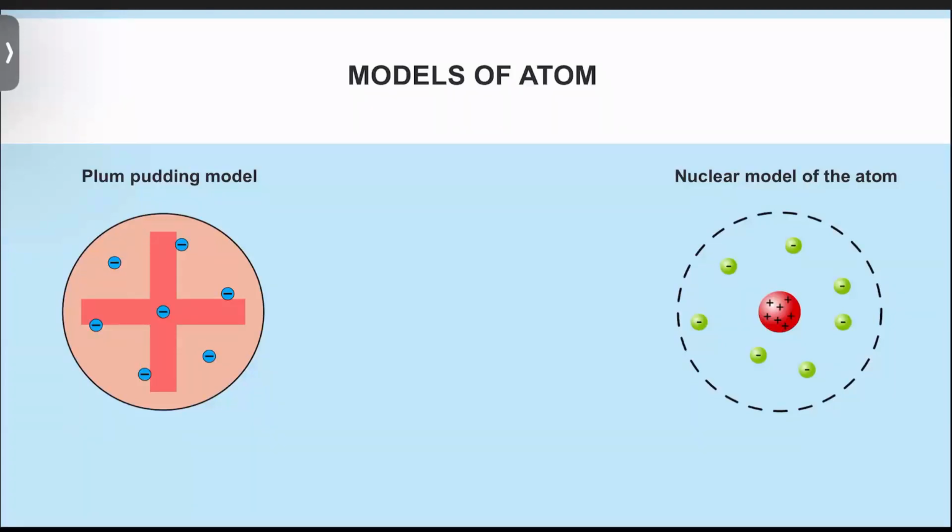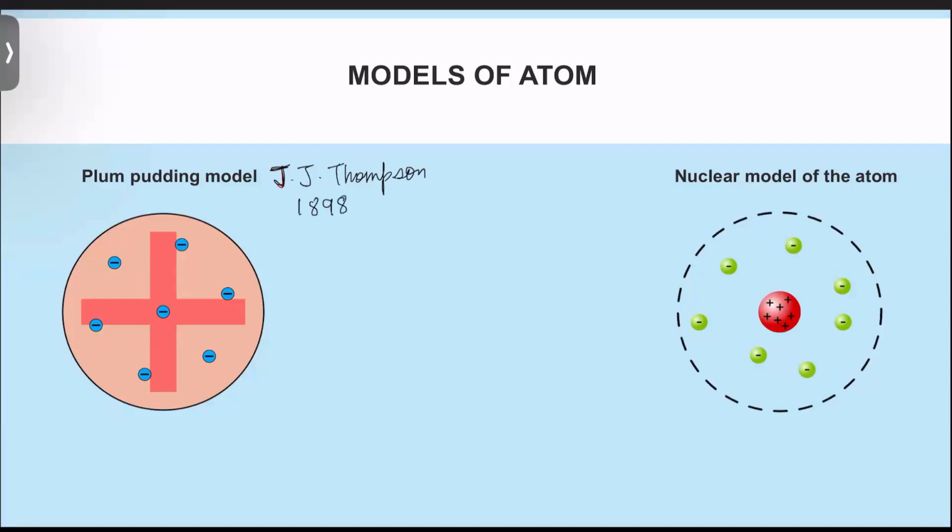So if you know how a plum cake looks, a plum cake is a very dense cake, and there are a lot of different fruit elements, tutti frutti and raisins and everything. They look like they have been scattered and put into the cake, and the cake itself is like a dense uniform compound. So this was actually given by J.J. Thomson in the year 1898.